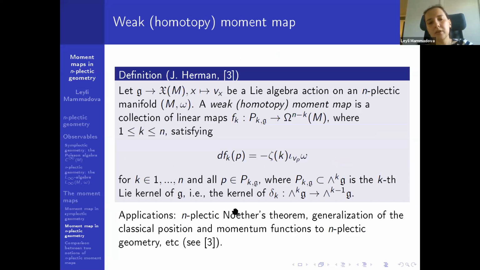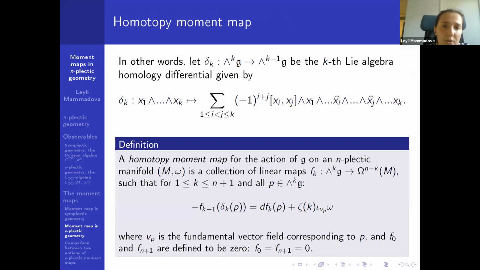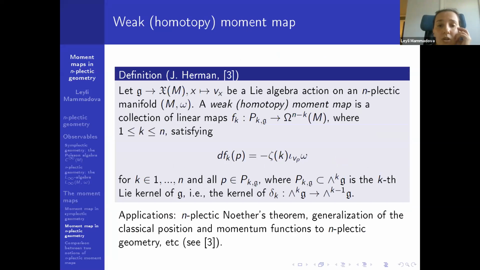But because the motivation of Jonathan Herman was symplectic Noether's theorem, and it is true that to get the symplectic Noether's theorem with a strong homotopy moment map, you really do need to restrict to these Lie kernels. That was the result in the paper by Marco Zambon. Again, I'm sorry, I said his name first. So it should be Rifkin, Zambon, Wurzbacher.